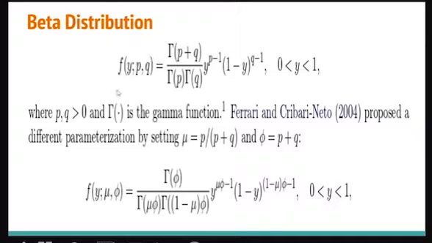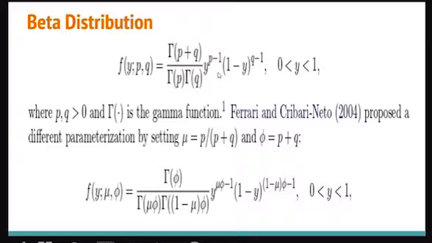Now, when you take a look at what I'm displaying now, this is what we mean by beta distribution. And of course, the parameters P and Q have to be greater than 0. Ferrari and Cribari-Neto 2004 proposed what I call a reparameterization of that, because for them to be able to use this as an idea in regression modeling, they needed to reparameterize this distribution.